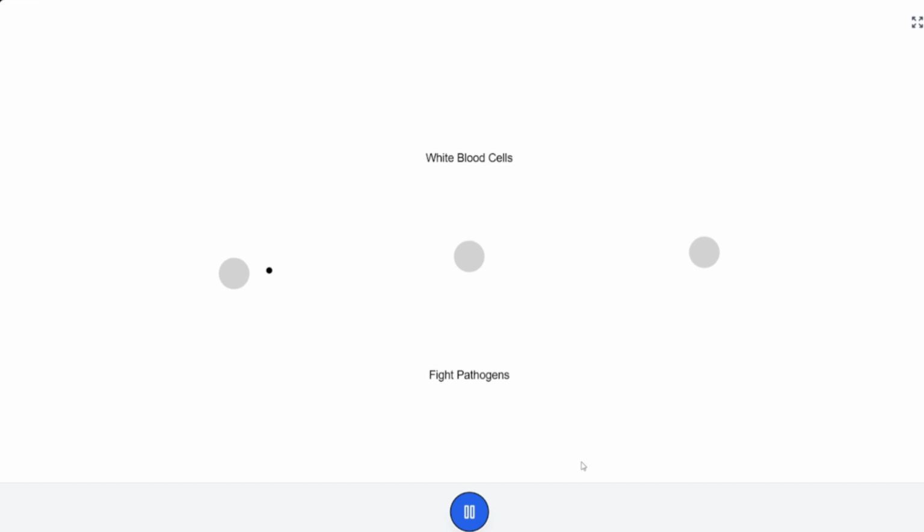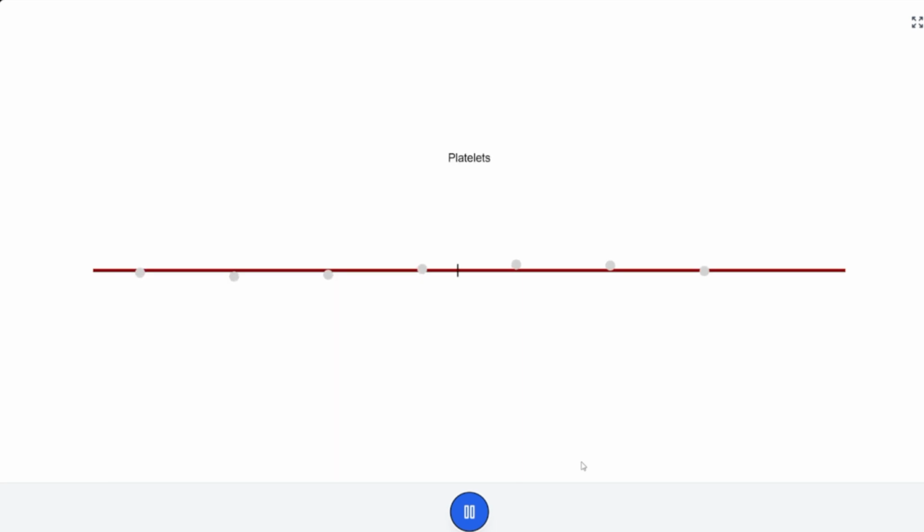Second, white blood cells, or leukocytes. These are colorless, irregularly shaped, and nucleated. Larger than red blood cells, they are the body's defenders, protecting against disease-causing pathogens. Third, platelets, or thrombocytes. These are small, colorless, non-nucleated biconvex fragments. They are essential for initiating blood clotting when a blood vessel is cut or damaged.